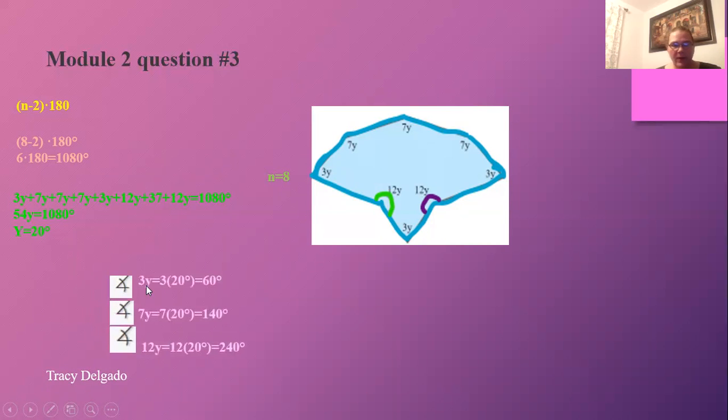And when we're doing 3y, that equals 3 times 20 right here, equals 60. Our 7y equals 7 times 20 equals 140 degrees. And our 12y equals 12 times 20 equals 240 degrees.